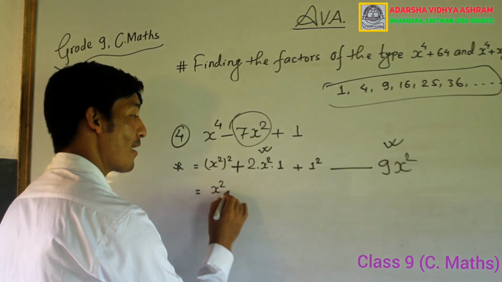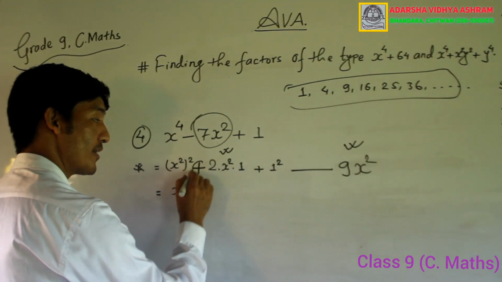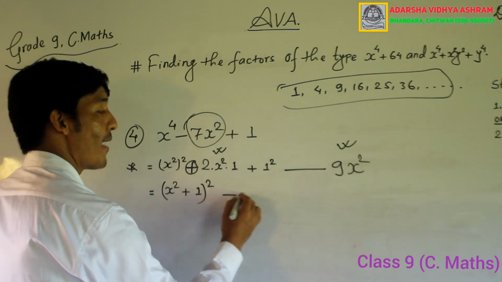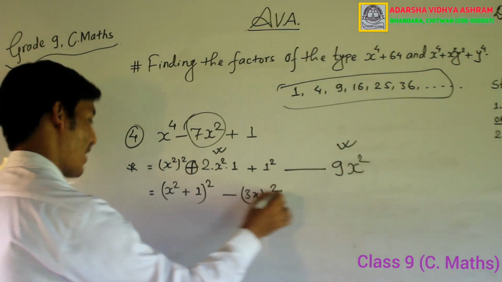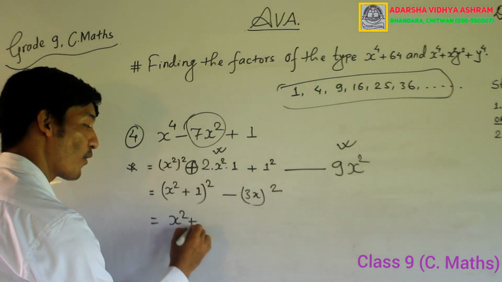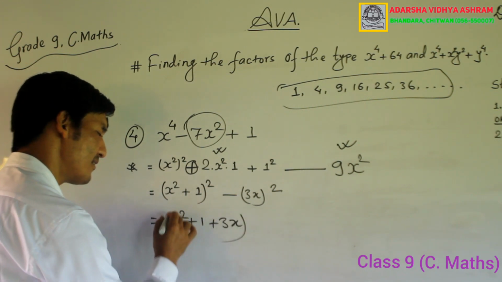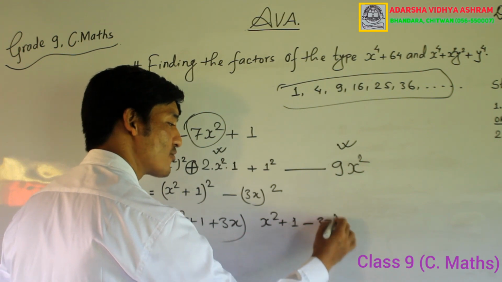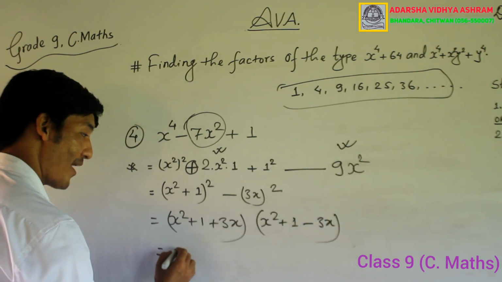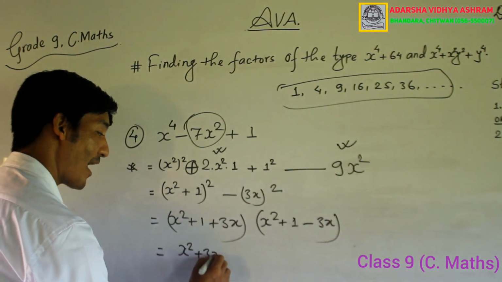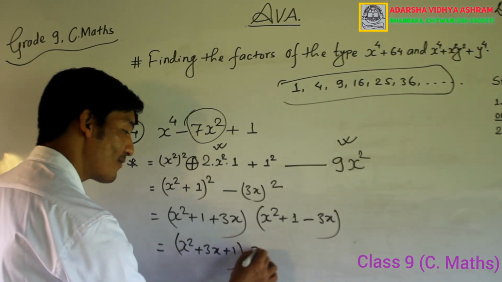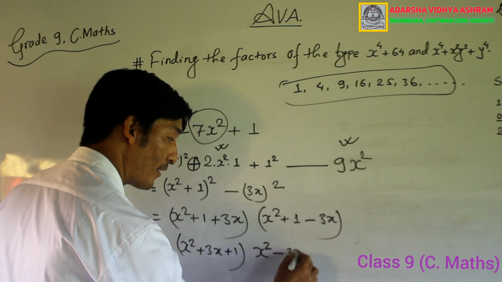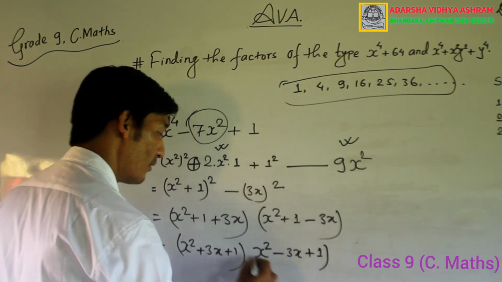Now x square plus, why here plus? Because here is plus, 2ab is plus. Now b means 1 and whole square minus this is (3x) whole square. And finally we can say x square plus 1 plus 3x, very easy. And minus 3x, and finally if you arrange them, then x square plus 3x plus 1. This kind of question will play a vital role in class 10 as well.